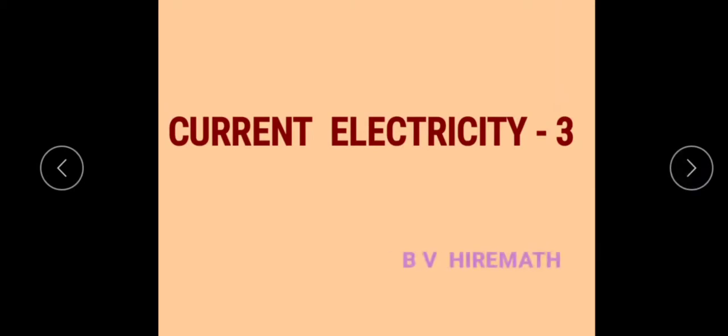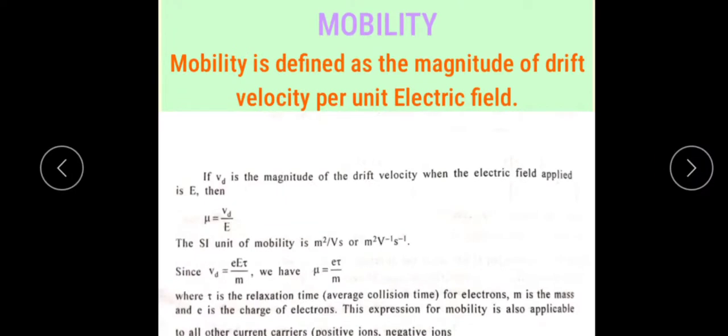So in which the concept is mobility. Now we want to discuss the concept of mobility, the relation between current and drift velocity, and the relation between current density, resistivity and conductivity. The last one is that Ohm's law is derived using these concepts. Okay, so the first one is mobility.